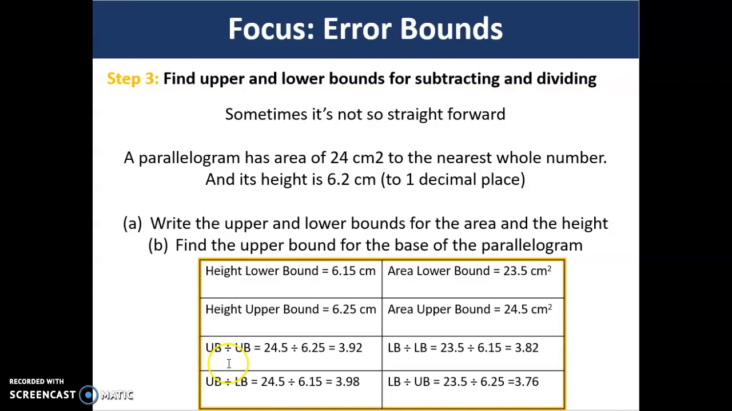Okay, as you can see, a lot of people make the mistake of saying upper bound divided by upper bound, you get 3.92. But, had you done upper bound divided by lower bound, you get 3.98. So, when you're dividing, you want a mixture of the upper and lower. And let's say you want to find a lower bound, you take the lower and the upper. Comparing these two, you can see right away.